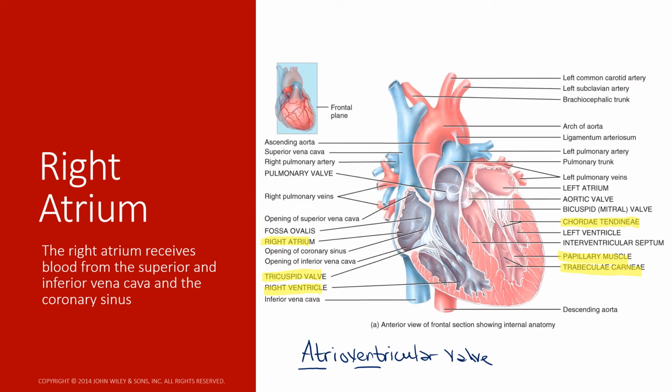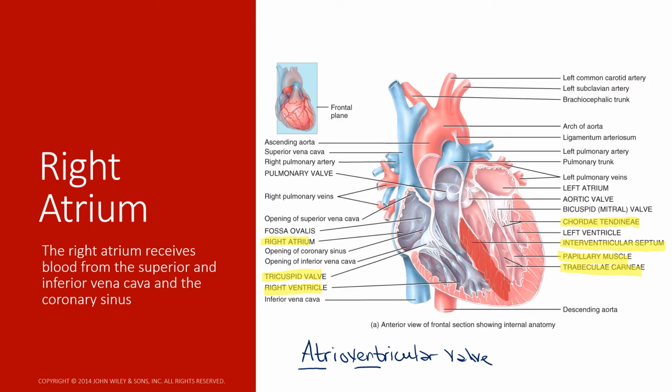Now, internally, the right ventricle is separated from the left ventricle by this, well, not so little, partition that's called the interventricular septum. So this large partition right here separating the left ventricle from the right ventricle.